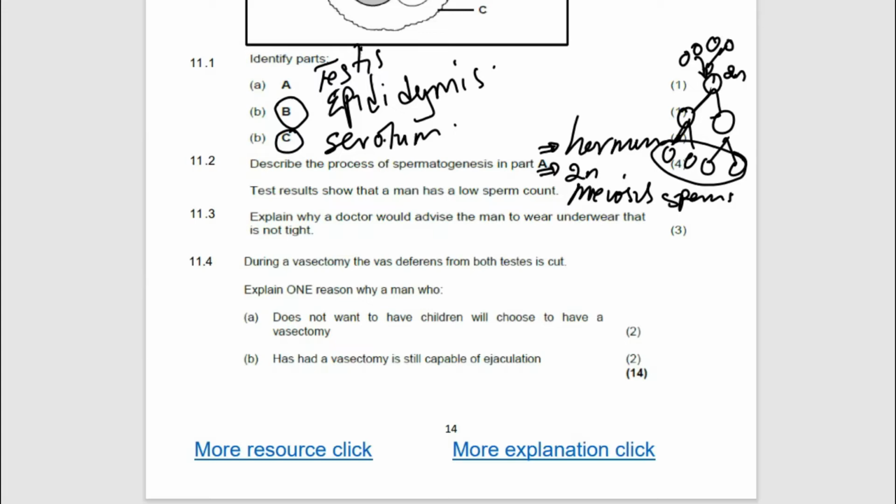You can explain it in any other way, as long as you talk about how the testes are going to be a little bit close to the body. And then once they are close to the body, they're going to have a higher temperature, more than the temperature needed for sperm production. And then this will influence the sperm maturation and production, and hence the low sperm count will come in. So please don't forget to explain that.